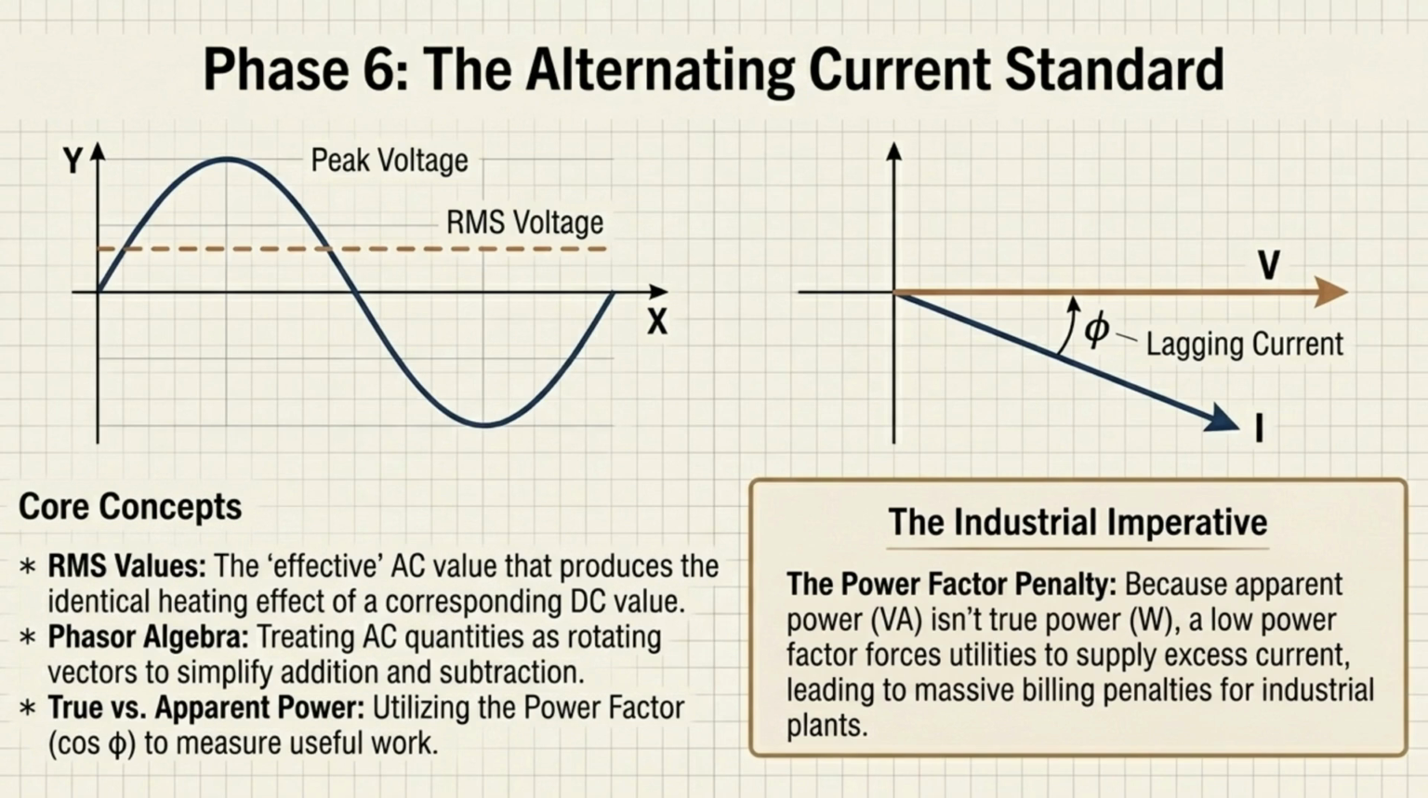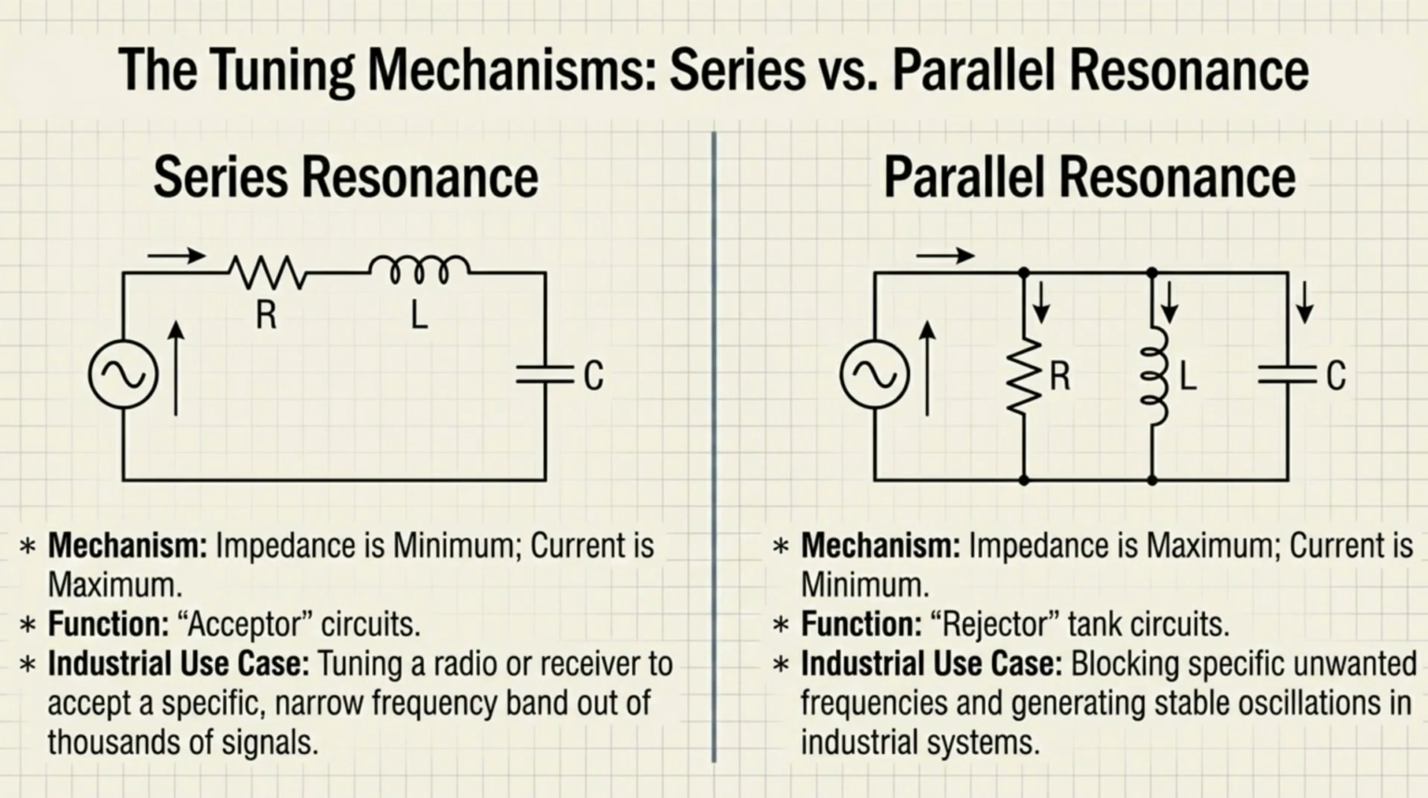A low power factor incurs the power factor penalty, requiring utilities to supply excess current, leading to massive industrial billing penalties. Tuning mechanisms involve series versus parallel resonance. Series resonance minimizes impedance for acceptor circuits, like radio tuning. Parallel resonance maximizes impedance for rejector tank circuits, used to block unwanted frequencies or generate stable oscillations.